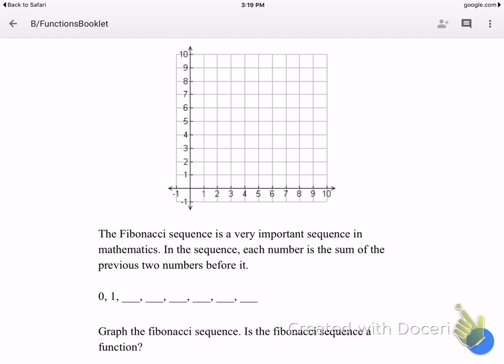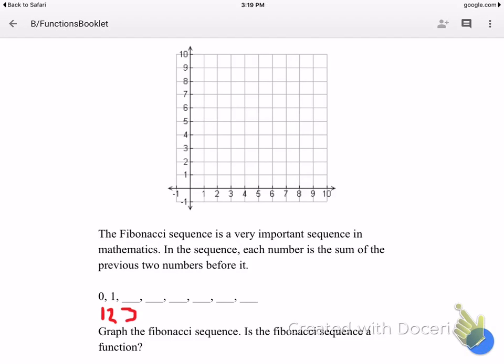So if we want to look at a sequence that's a little bit harder, we have the Fibonacci sequence. The Fibonacci sequence is one of the most famous sequences in the world. Basically, the sequence is made where the next number is always the sum of the 2 numbers before it. So we're going to graph this sequence in terms. The first term is going to be 0. The second term is going to be 1. And then each term after that is made from adding together the 2 terms before it.